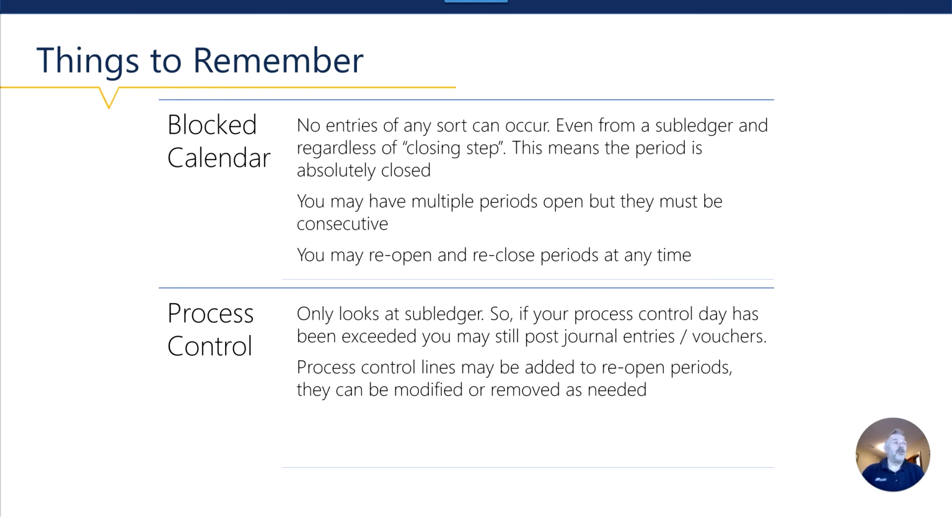Things to remember about process control. It only looks at the subledger. So if your process control day has been exceeded, you may still post journal entries and vouchers. You saw that when we did the first test, process control was set at the 15th, but it still allowed us to post a journal voucher because process control never looks at journal entries or journal vouchers, just at operational documents. And lastly, process control lines may be added to reopen periods. They can be modified. They can be removed. So you can always change what you've set up in the process control.